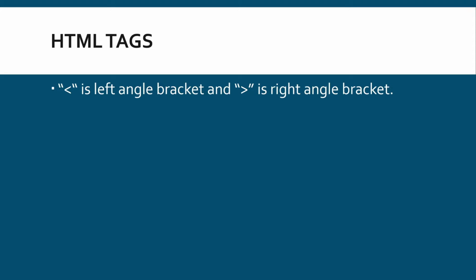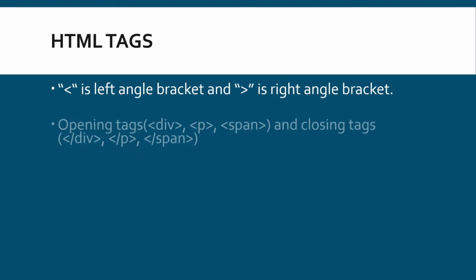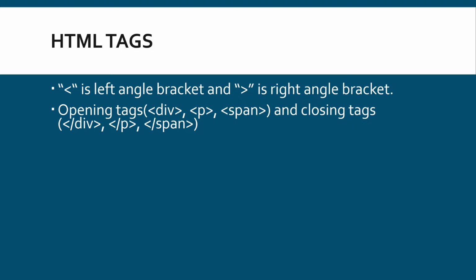So first we have HTML tags. We write tags in HTML using left angle bracket and right angle bracket. Tags can be in pair or by itself. There are tags that need to be written in a pair with opening tags and closing tags, and there are tags that do not need to be in a pair. Such tags are called self-closing tags.